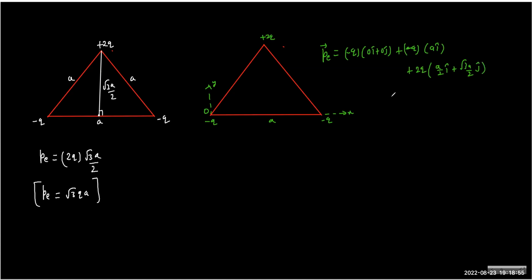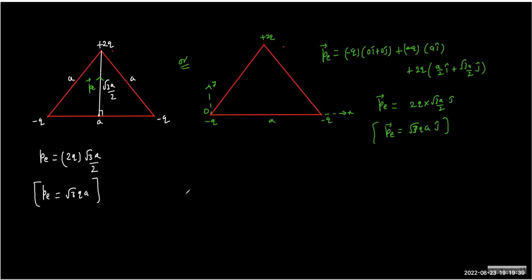If you rearrange and take a modulus, it will be the same answer. You can clearly see this will cancel out: minus Q A i cap and 2Q A by 2 i cap cancel out. So what you're left with is 2Q into root 3 A by 2 j cap. And that is in fact giving you the perfect direction also, that it is along the j axis, the y axis. That's logical also. So in the given diagram, you can clearly see this is the dipole moment direction, and in vector form it is coming exactly what we are looking for.